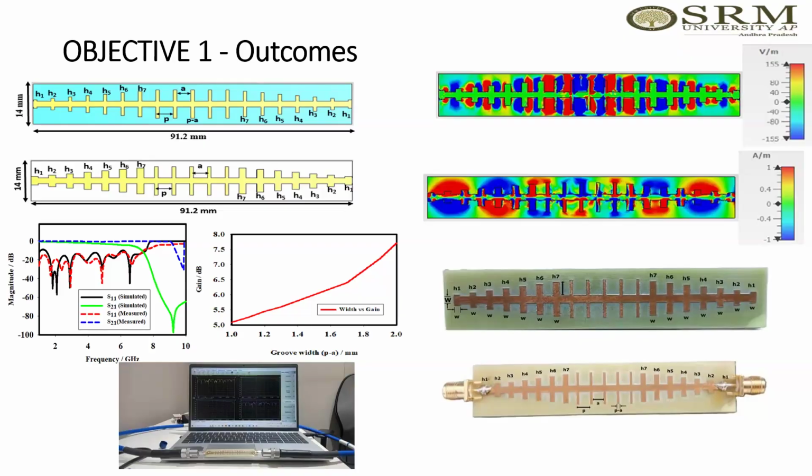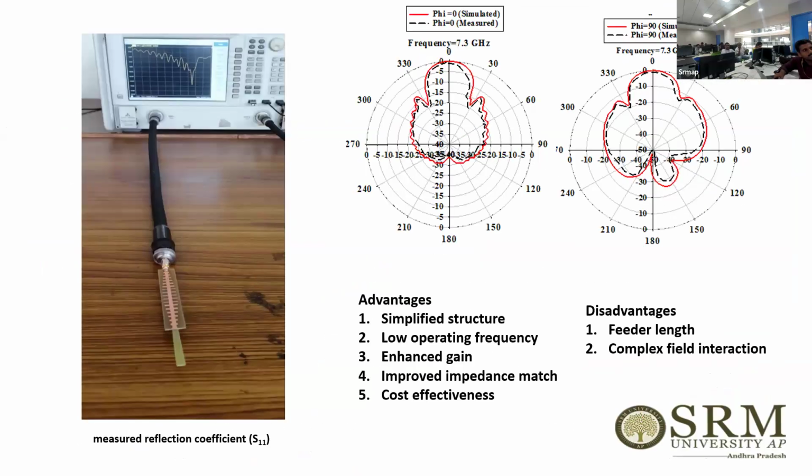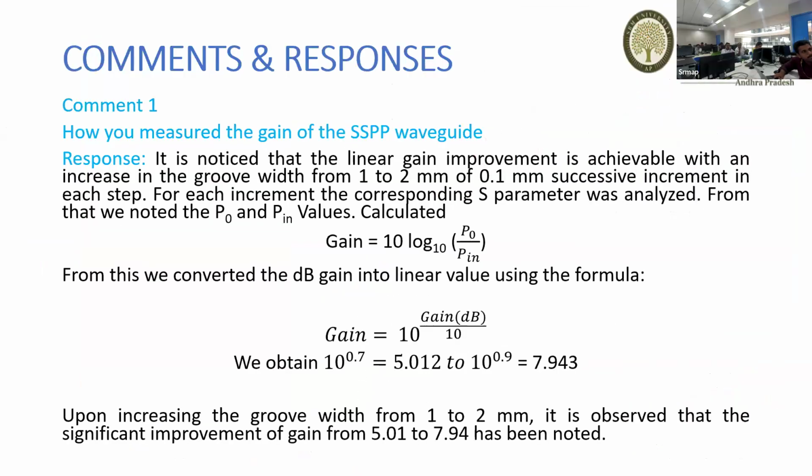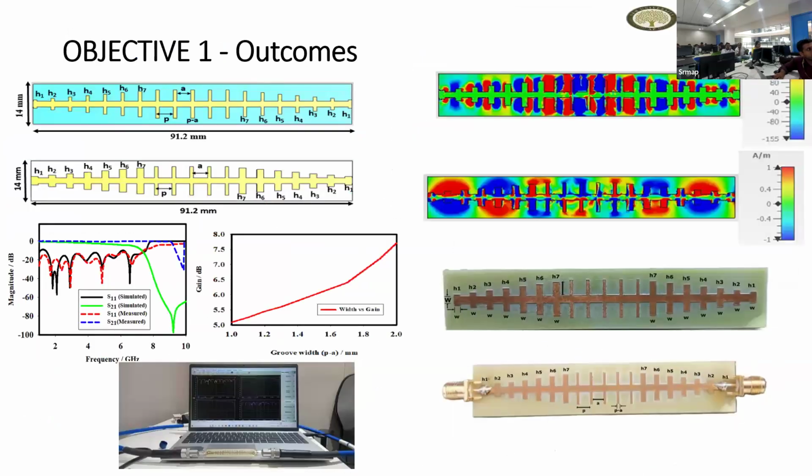Performance enhancement is fine, but technically gain is for an amplifier. Yes, sir. It is a misnomer. Okay, sir. Actually, that gain is calculated indirectly with this formula, sir. 10 log P naught by P in. P naught by P in I have taken from this S parameter magnitude results, sir.